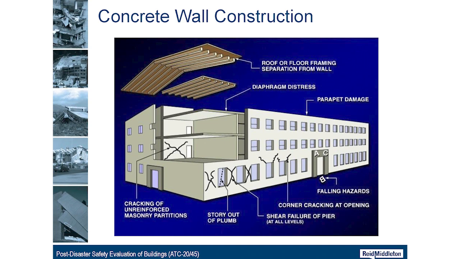So we're looking for shear failure. I'll point over here at the pier and the coupling beams, cracking propagating from the openings, falling hazards, concrete parapet damage, diaphragm distress, and probably the biggest thing is the connectivity between your diaphragm, your floors and your roof structures, to the exterior walls, from that heavy wall trying to pull out of plane.